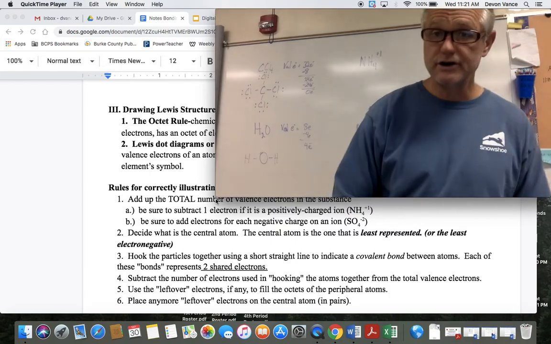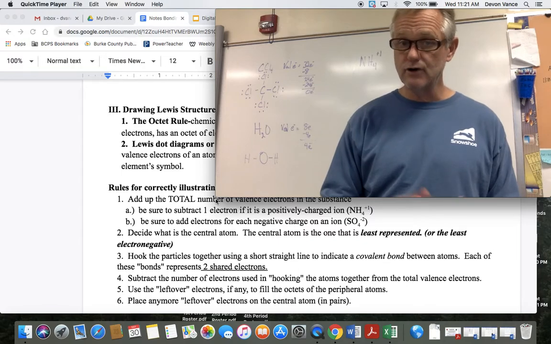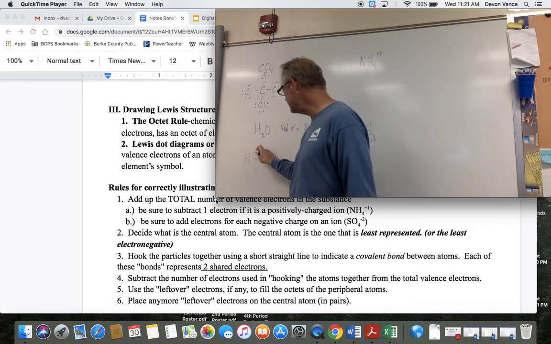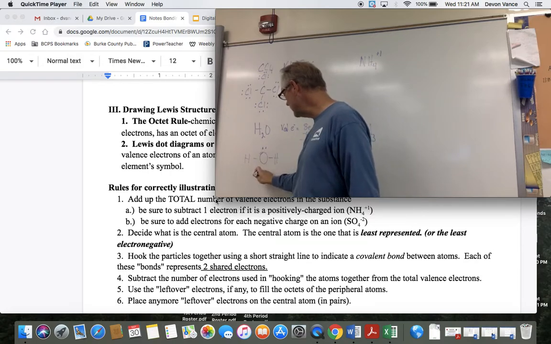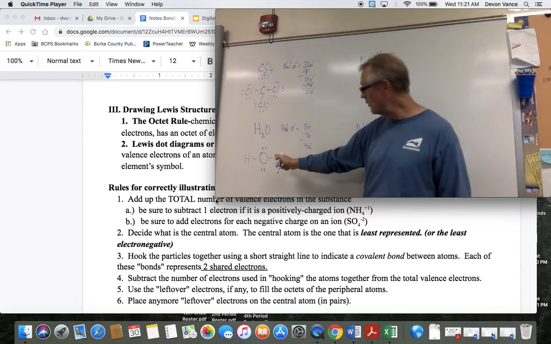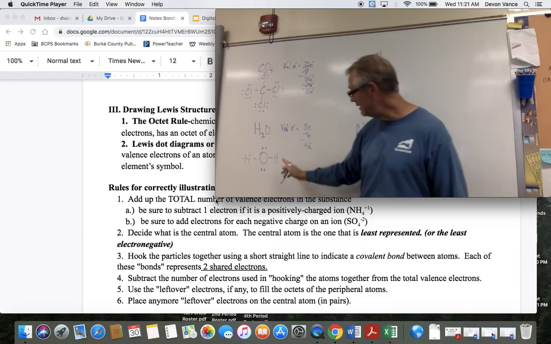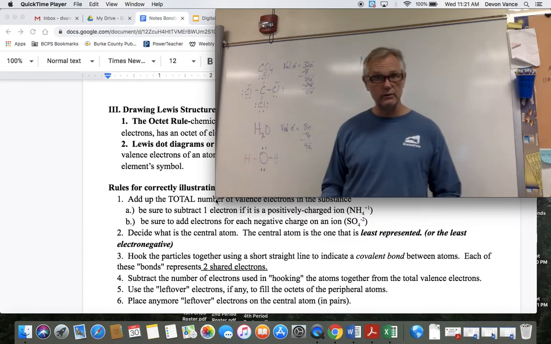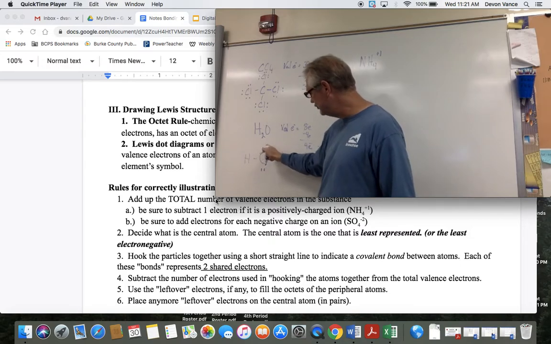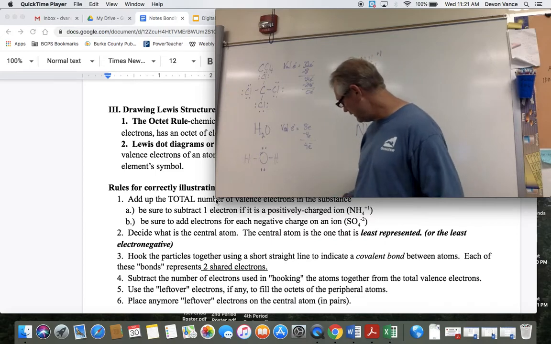Well, that's where step number 6 comes in. It says place any of the leftover electrons around your central atom. So I'm going to put in the same thing, north, south. And you can see I put 1, 2 on the north, 1, 2, and a pair on the south. So now I'm going to go back in. My hydrogens are at the duet rule. That's good. My oxygen, I have 2, 4, 6, 8. It's at the octet rule. All of that looks good.